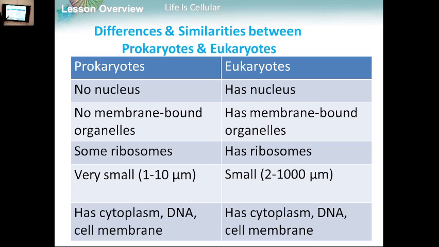They are very small for the prokaryotes, while for the eukaryotes they are between 2 to 1,000 micrometers. And here in the prokaryotes we have cytoplasm, DNA, and cell membrane, while here in the eukaryotes we have multiple organelles, and at the same time we have cytoplasm, DNA, and cell membrane. This is a small comparison between the eukaryotic and prokaryotic cells. Make sure to memorize all of these features.